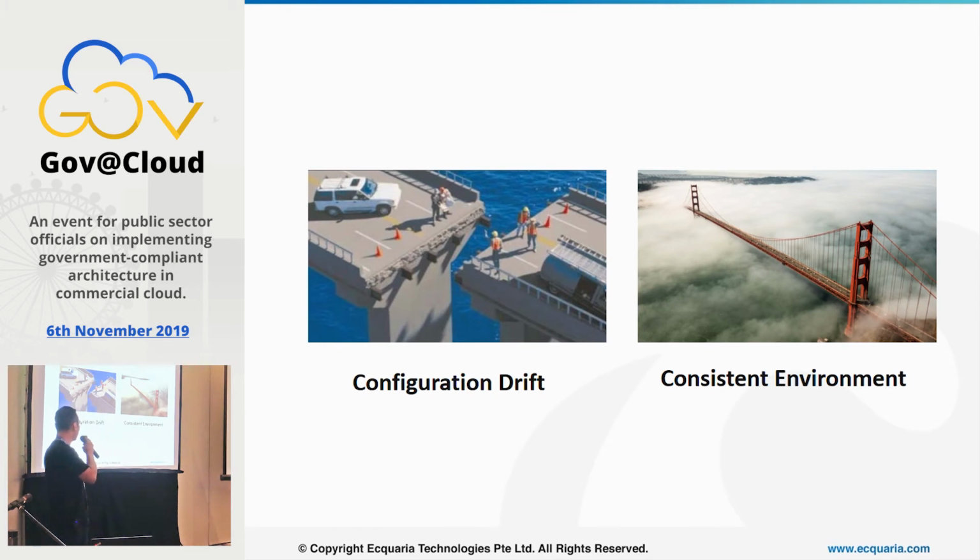Infra as code will help to prevent configuration drift and will give you a consistent environment. And because everything is in the code, it's auditable, it's traceable, and it's easy to spot what mistakes were made there.